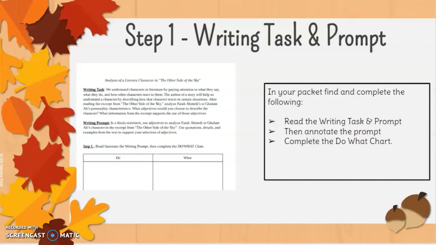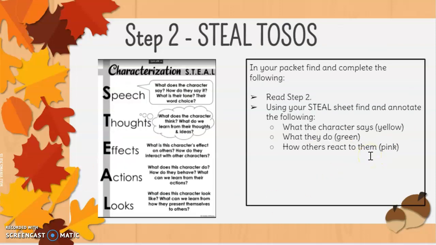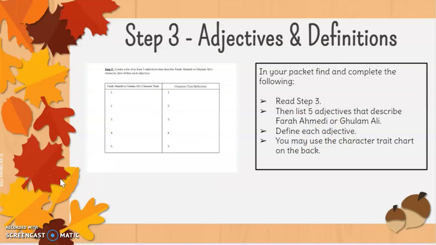But I do also have in my presentation each step again, where we read it, we completed the do what chart, remember right here. And then I had you use your Steele sheet. You're going to annotate the following. We did that step. Then I had you read step 3, list the 5 adjectives, define the adjectives. You may use the character trait sheet on the back. I have all of this for you so you guys can go back and find them if you need to.